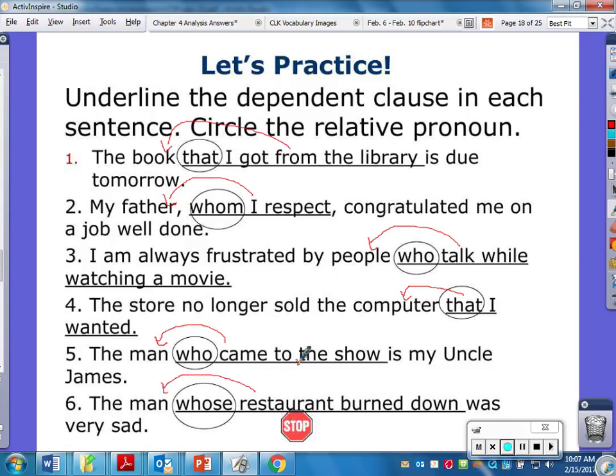It wouldn't make sense to put this entire clause at the end of the sentence. The sentence would then read, the book is due tomorrow that I got from the library. What did you get from the library? Did you get tomorrow from the library? You have to make sure that you put that dependent clause with that relative pronoun right next to the noun that you want to tell more about.